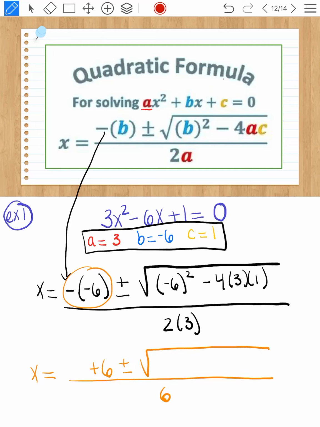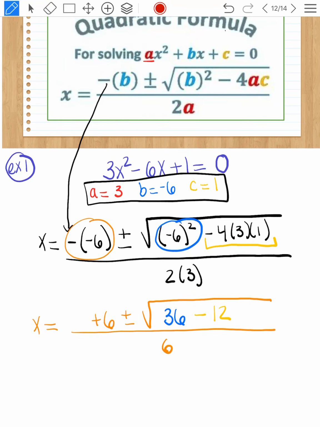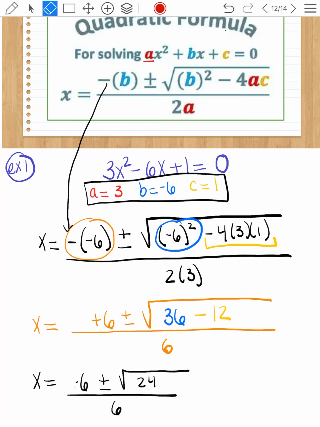And now I'm going to simplify just a little bit at a time inside the square root. -6 squared, right? That means -6 times -6. So that's going to be +36. And then these three values, -4 times 3 times 1 is -12. So -12. And I'm going to just keep simplifying a little bit. So I still have this +6 plus or minus the square root. And 36 minus 12 is going to give me 24 all over 6. I'm going to take out this positive in front here.